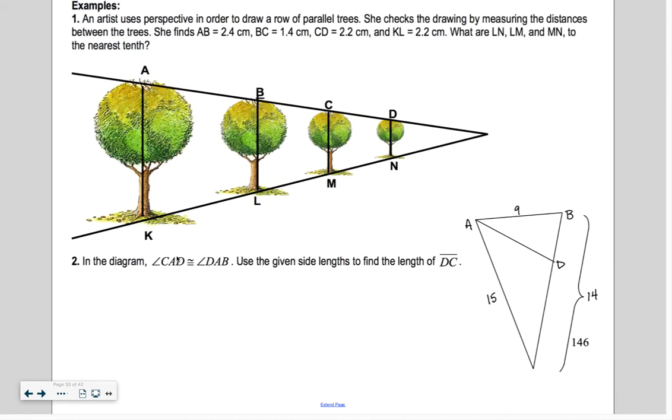So here's what we have. In this case, it says an artist uses perspective in order to draw a row of parallel trees. She checks the drawing by measuring the distances between the trees. So AB is 2.4, BC is 1.4, CD is 2.2, KL is 2.2. What are LM and MN? So let me call LM x and MN y.